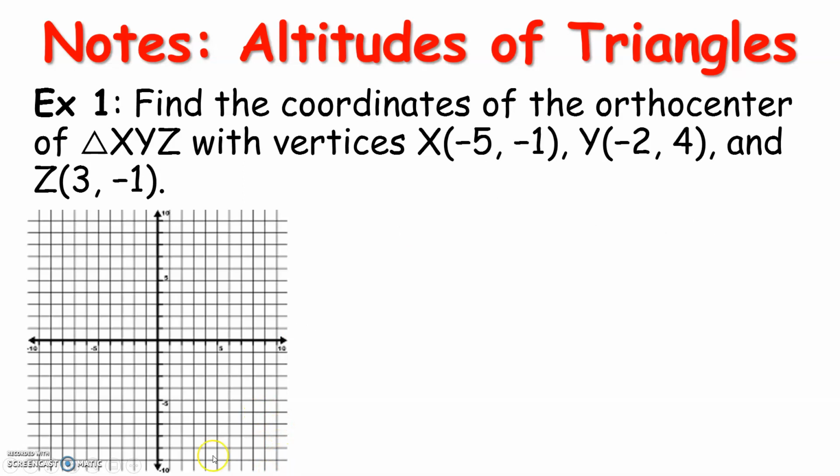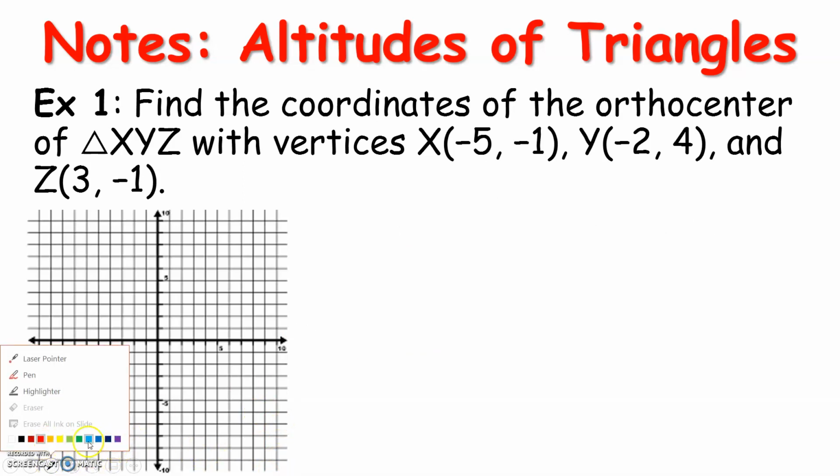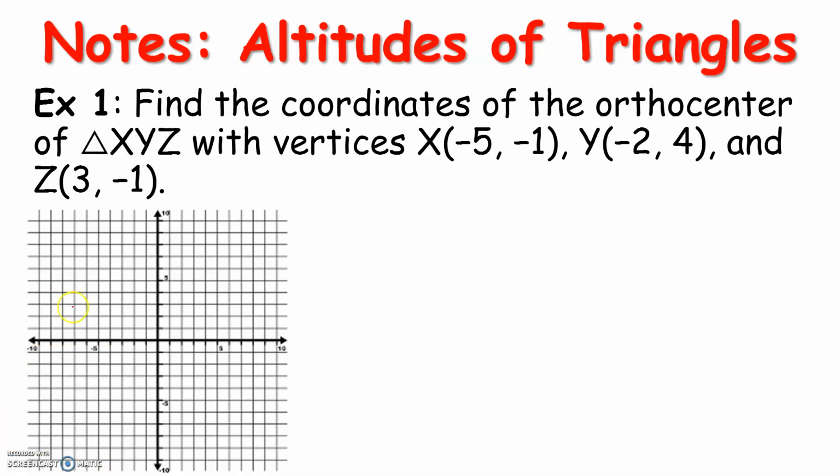Let's go ahead and take a look at our first example. Find the coordinates of the orthocenter of the triangle XYZ with vertices at (-5, -1), (-2, 4), and (3, -1). Let's start with point X at (-5, -1), and then Y at (-2, 4), and then Z at (3, -1).